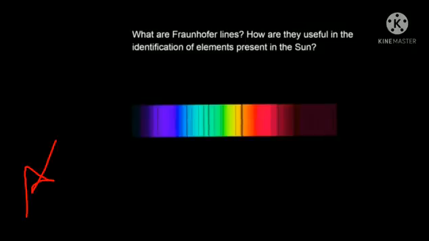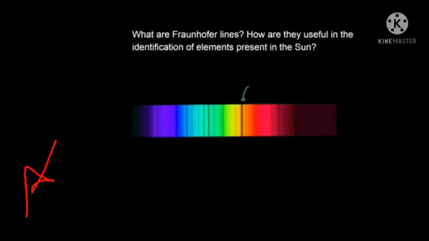Hello everybody. In this question, we have to explain about Fraunhofer lines and how they can be used to identify elements present in the sun. Now, showing on your screen is an example of the solar spectrum. It is a spectrum of the sun which we have received on the earth. On this spectrum, you see that there are some dark lines.